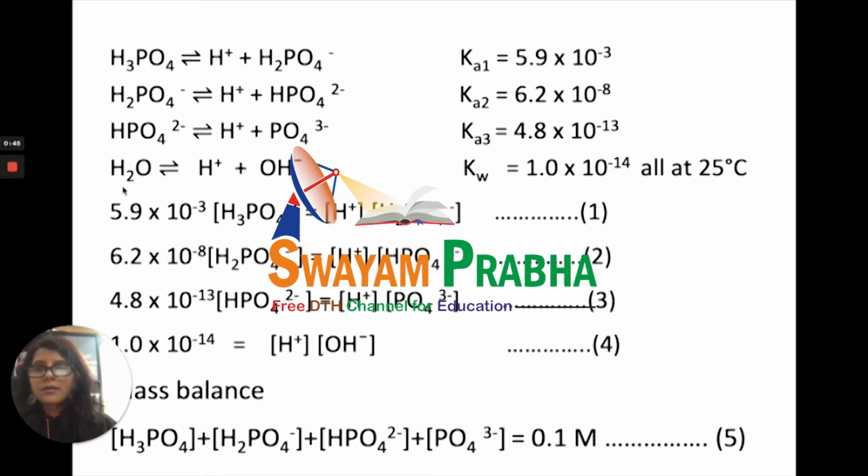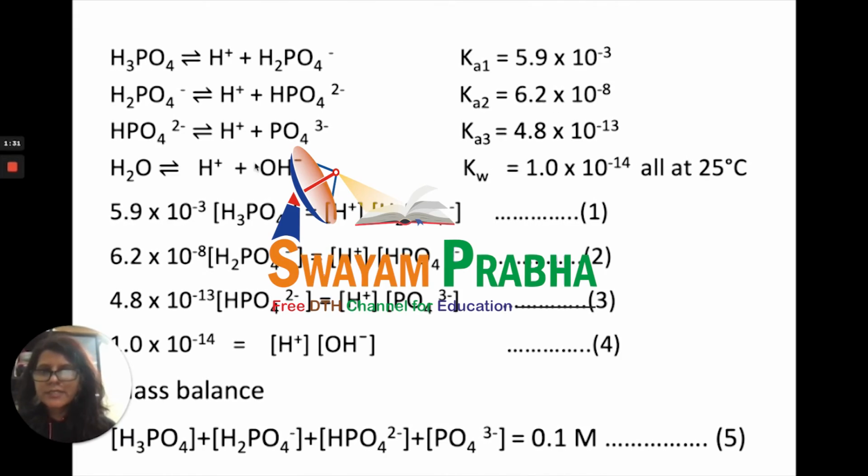Water undergoes autoionization and you have H plus and OH minus. So Kw is given as 1 into 10 to the power minus 14 at 25 degrees centigrade. All these values are at 25 degrees centigrade. Now, in the mathematical treatment, we write down the expressions for Ka1, Ka2, Ka3 and Kw. So let's do this. 5.9 into 10 to the power minus 3 is the Ka1, and that is equal to H plus into H2PO4 minus upon H3PO4. We have rearranged and we've got 5.9 into 10 to the power minus 3 H3PO4 is equal to H plus into H2PO4 minus.